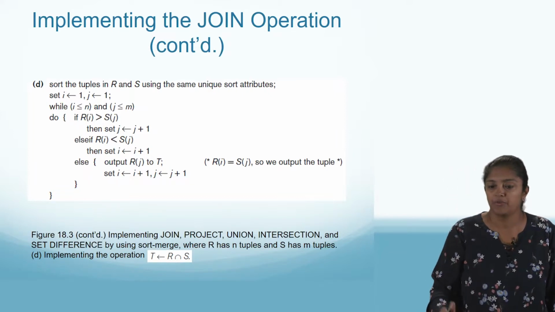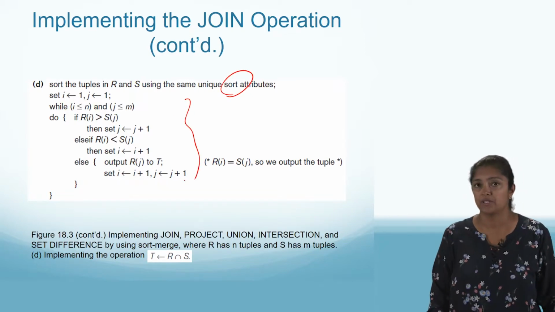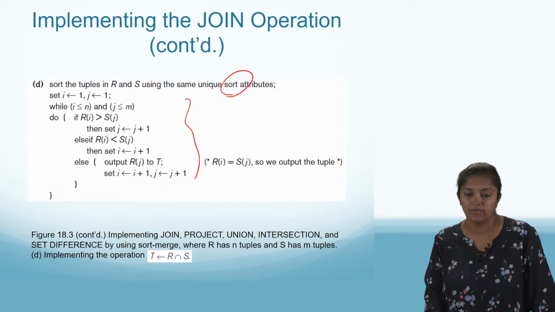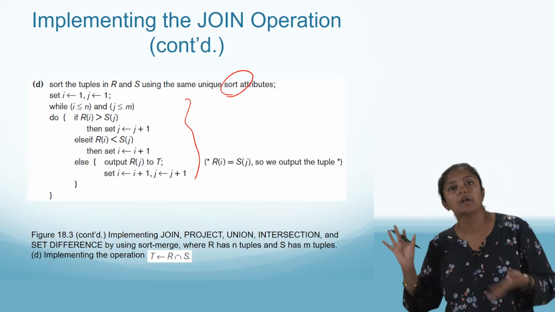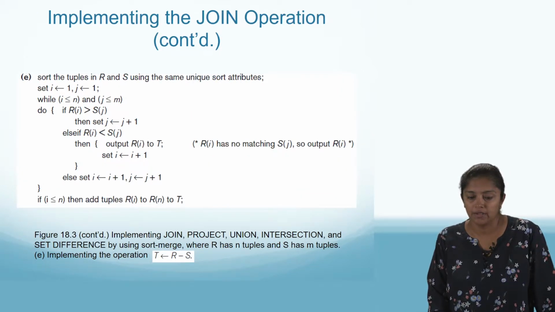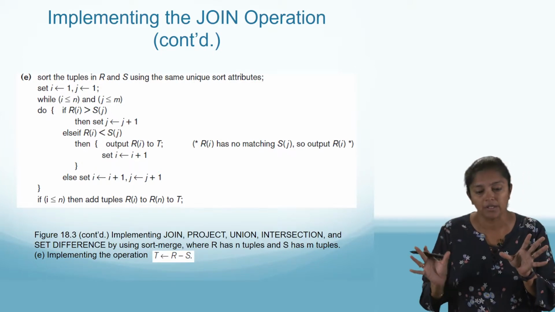So again, we perform sorting first, and then the intersection is checked for. All the tuples of both relations are checked, and whenever they're equal, we put them into our output table. And then the next set operation that we commonly have is the set difference, where we want to keep only those tuples that are in R but not in S.